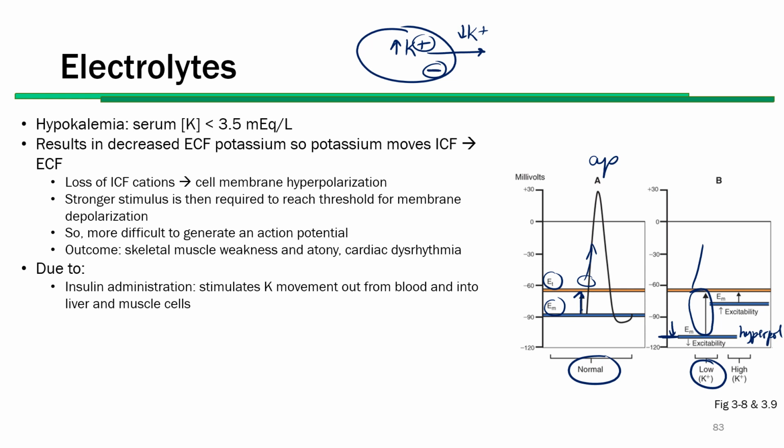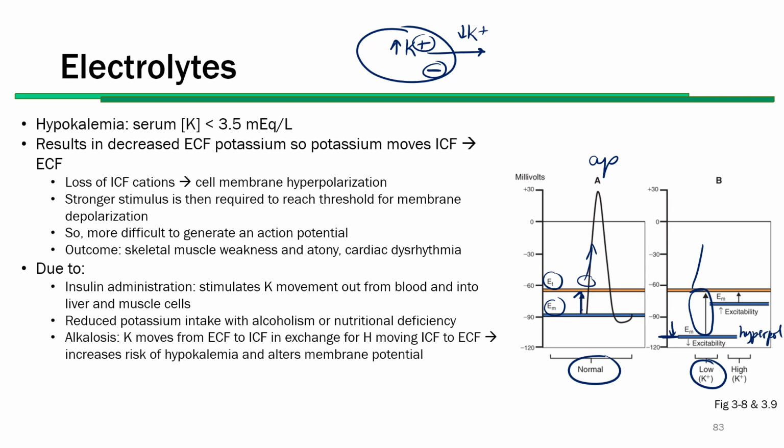Remember that when we administer insulin, we stimulate potassium movement from the blood into the liver and muscle cells. That can generate some hypokalemia, depending on how much insulin there is. We may have reduced potassium intake with alcoholism or nutritional deficiency. Alkalosis: in alkalosis, that means the hydrogen is too low. In that case, we're going to pull some hydrogen out of the cell and push some potassium in, and that will decrease extracellular potassium. So alkalosis can cause hypokalemia.